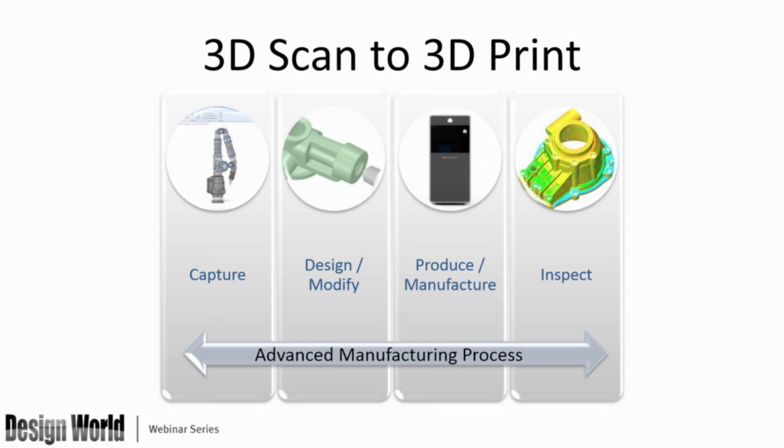Design and modification of those pieces, adding something of your own to something that already exists, and then going to producing, manufacturing, or making something. And today we'll be looking at 3D printing as the output. And then as Les mentioned, there's also inspection after that, comparing what you created versus what you had designed.